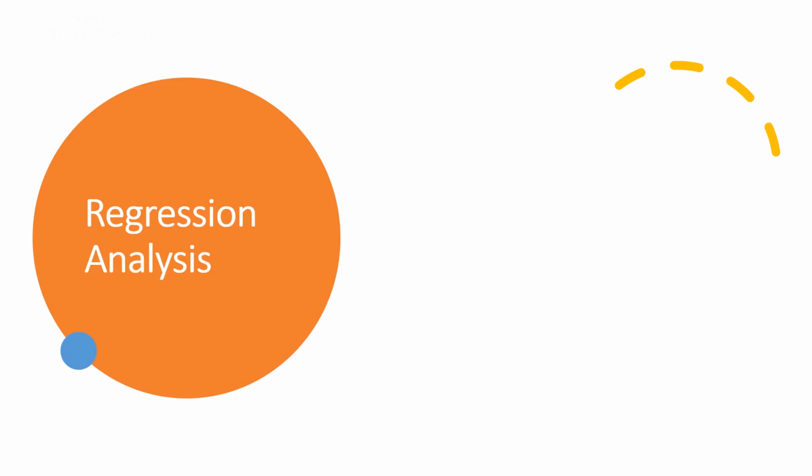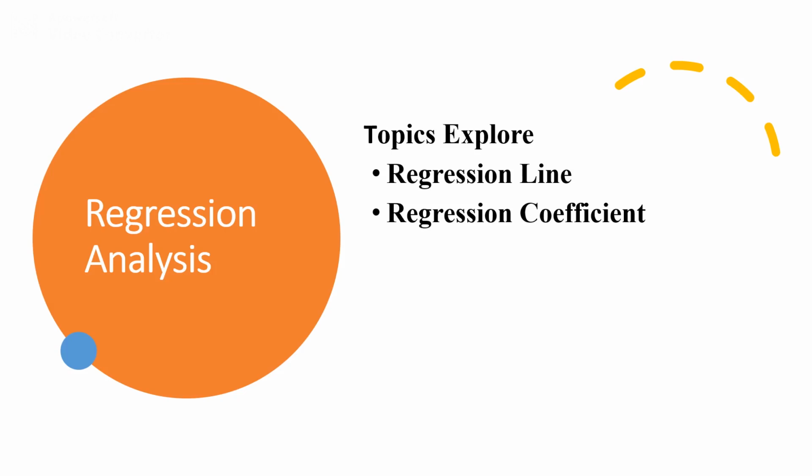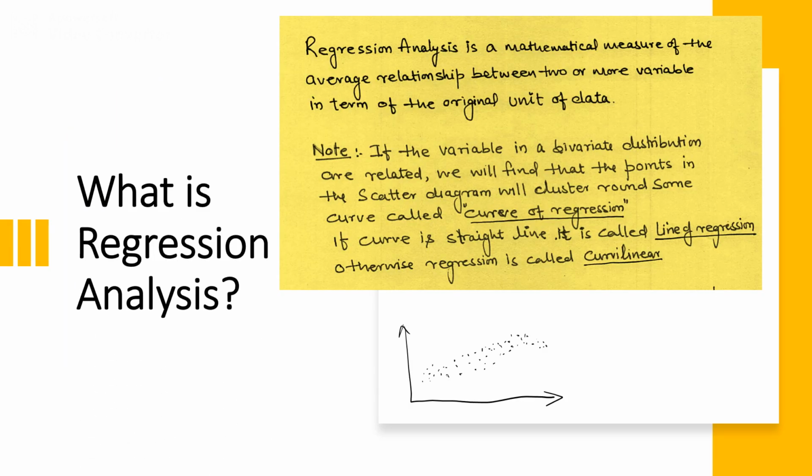Hello everyone, we start regression analysis, the topic in which we explore regression line and regression coefficient. Now what is regression analysis? Regression analysis is a mathematical measure of average relationship between two or more variables in terms of original unit of data. Here we have to note if the variables in a bivariate distribution are related.